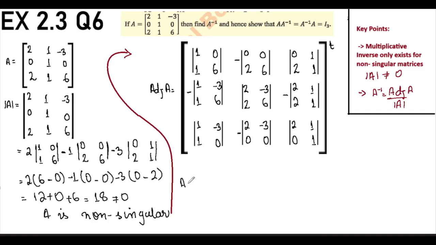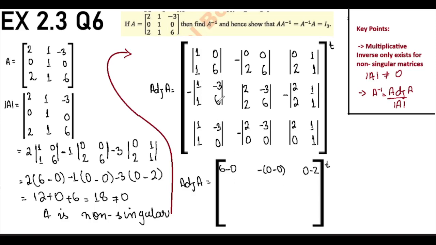So adjoint of A is equal to, never forget to write this small t for transpose over here. Okay, now we are going to solve it. 6 into 1 is 6, minus 0 into 1 is 0. Then we have this negative sign over here, and 0 into 6 is 0, minus 2 into 0 is 0. Here we have 0 into 1 is 0, minus 2 into 1 is 2.